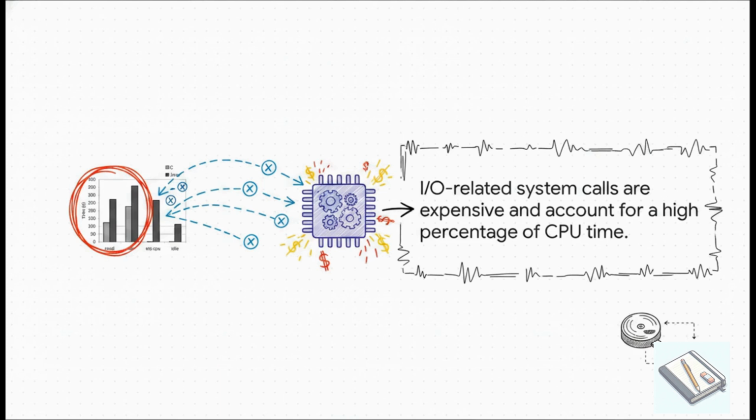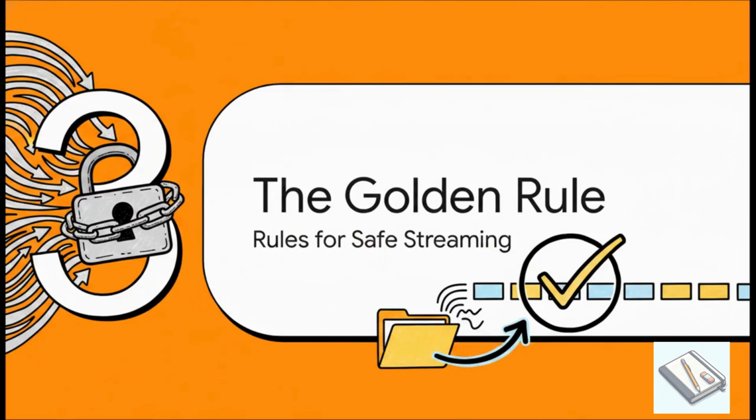And, as you can see from this data, system calls are expensive. They eat up a ton of CPU time. So if you read 1 million characters one by one, you could be making 1 million of these costly trips. That's our bottleneck. Now, before we fix that performance problem, we've got to cover a non-negotiable rule for working with streams. This is something you have to do every single time.